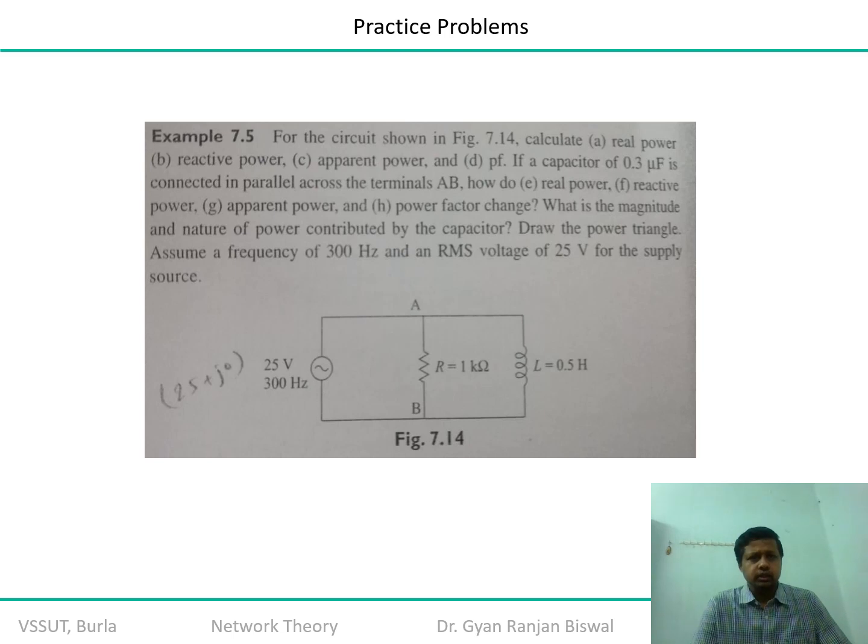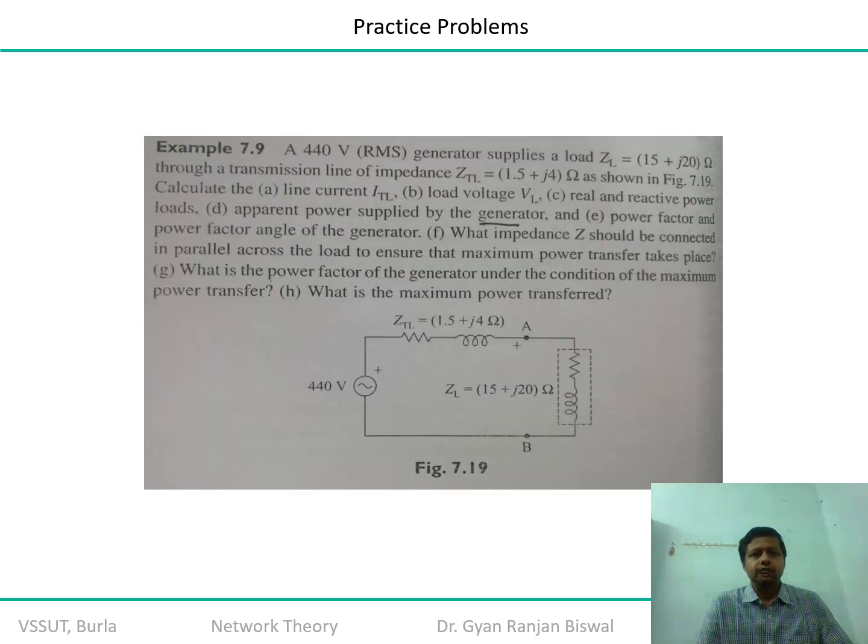and your job is to calculate the real power, reactive power, apparent power, and power factor for this particular problem, followed by the real power, reactive power, apparent power and power factor angle across the parallel terminal AB. And what is the magnitude and nature of the power contributions by the capacitors? Draw the power angle. The supply frequency is given as 300 hertz, and the RMS voltage of the source is 25 volts, so you can write 25 + j0, and solve this. So let us go ahead to the next problem.